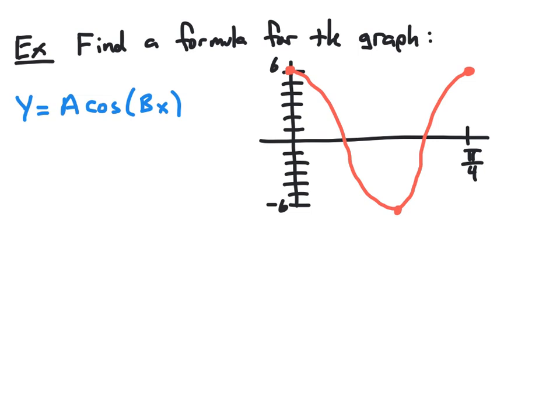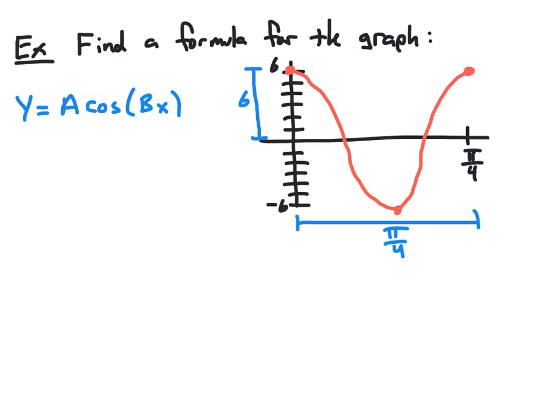So when we look at this graph, we notice that our amplitude, the distance from the max value to the midline, is going to be 6. And we see that the period of our graph is from 0 to pi over 4, which is pi over 4. And so from this, we can reverse engineer the values of a and b.